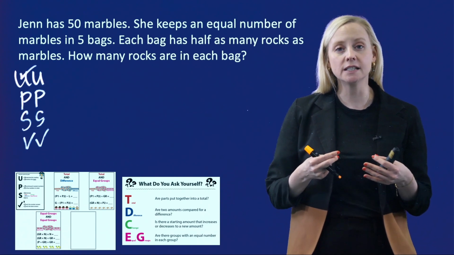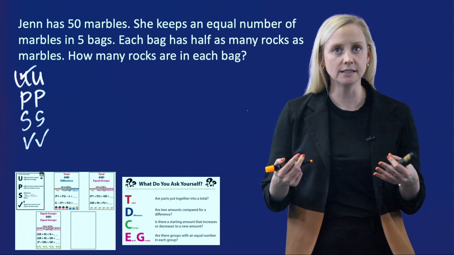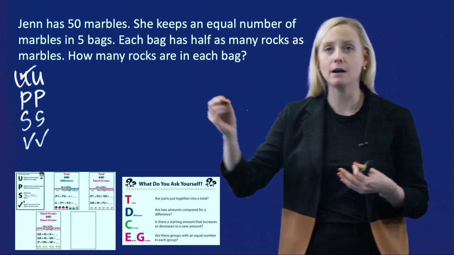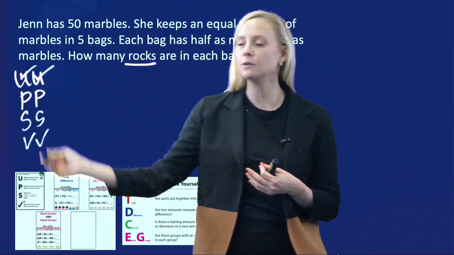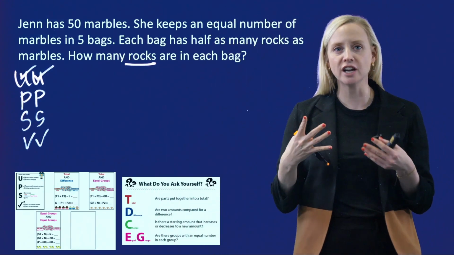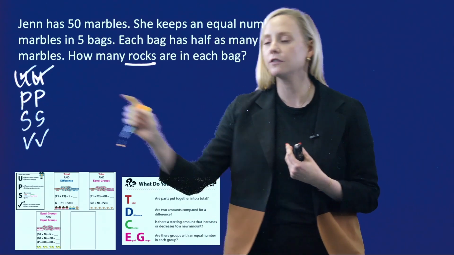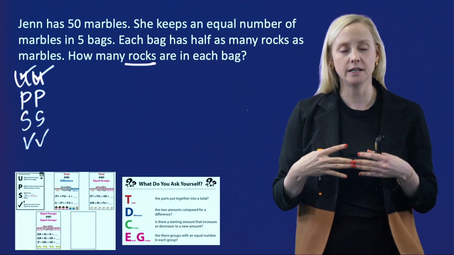My second U stands for underline the label. Frequently, the label can be found in our question sentence. It says how many rocks are in each bag. They're asking me about rocks. I'm going to go ahead and underline rocks. Check off my U. I've underlined my label. If you want to check for irrelevant information during this step, you can, or you can wait till your first P, which stands for put parentheses around needed numbers.